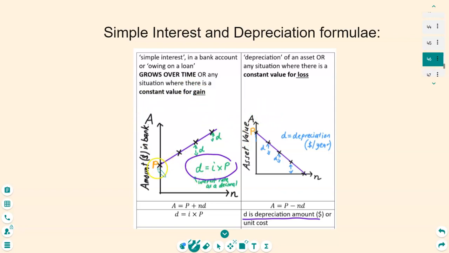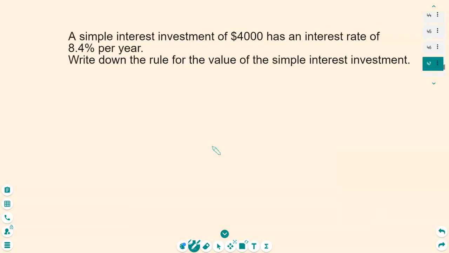So the amount in the bank grows over time due to that little common difference of interest. So this is a simple interest graph. That's our formula we use. And you might also have depreciation. And depreciation can also be calculated like that too, but we're just going to get into some questions and it will make more sense.